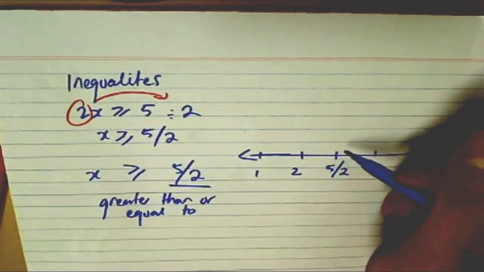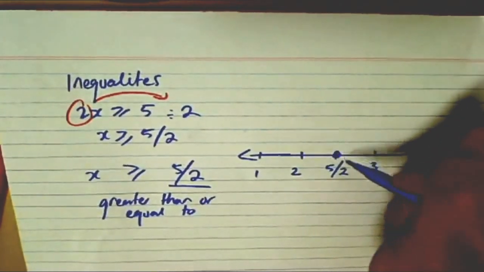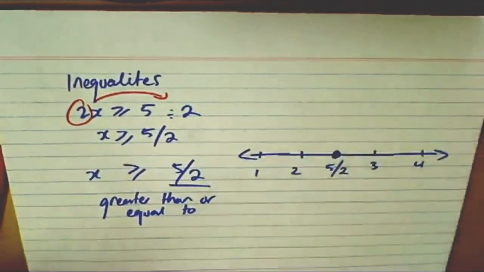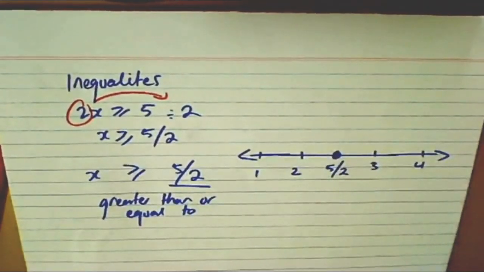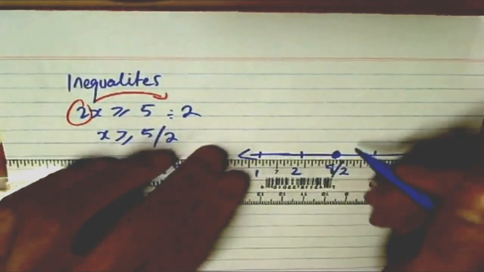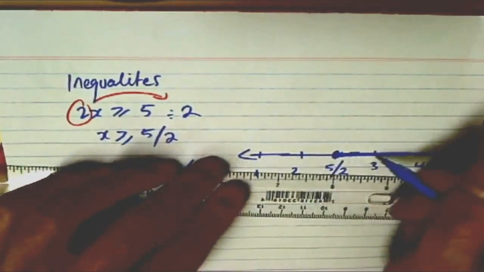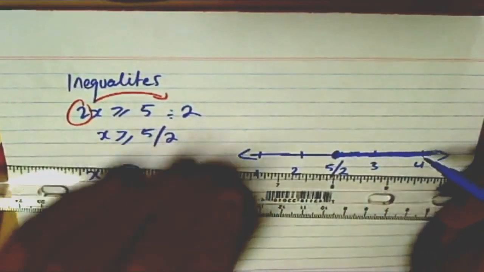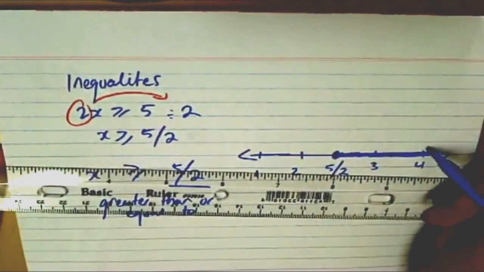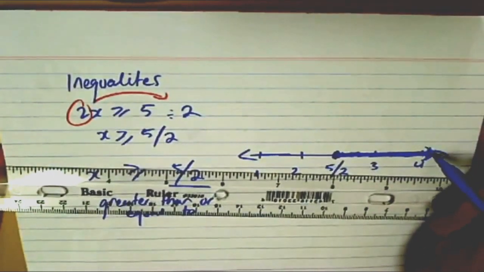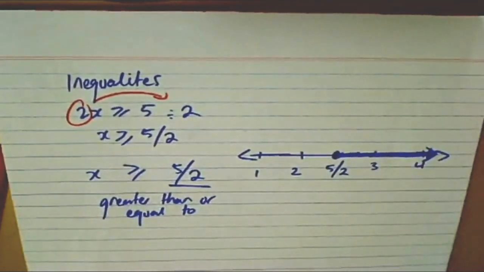Alright, so next question is, what do I circle? The 5 over 2. Do I color it in? Yeah, I color it in because it's equal to. Now which way do I draw? Do I draw to the left or to the right? To the right. So you get the ruler again, you go over it, make it nice and clear. So maybe you just got to color it in a little bit, make it thicker, and then put the arrow down. Okay, and that's it. Make sense?